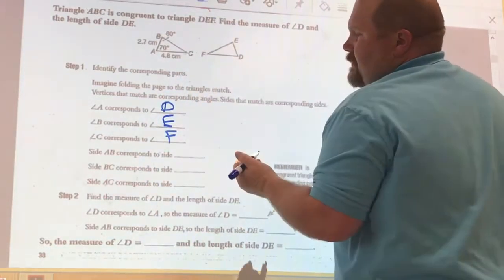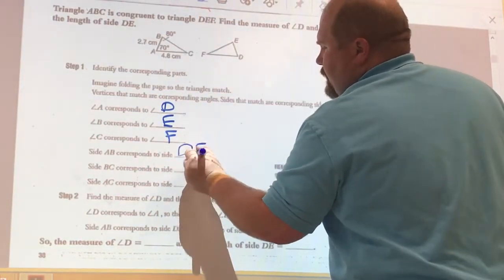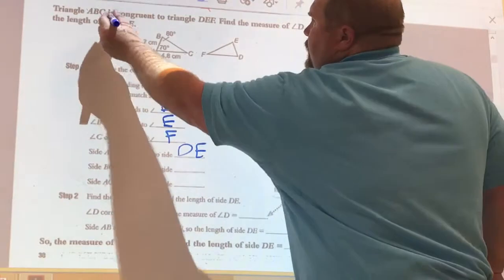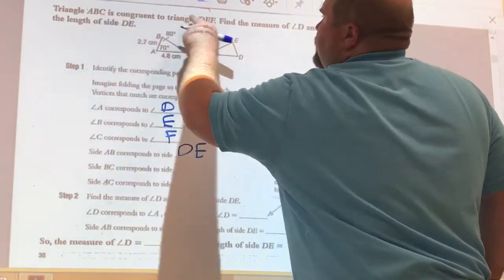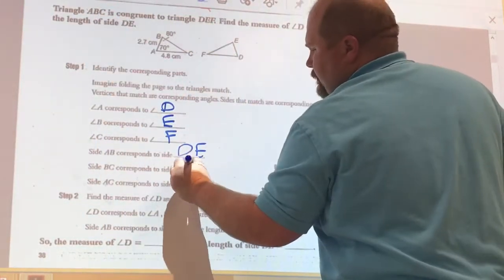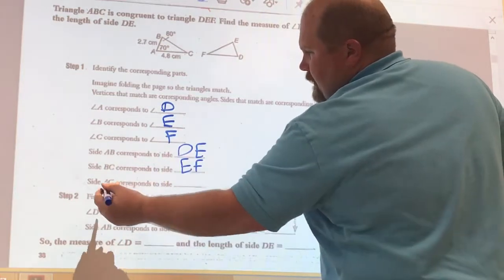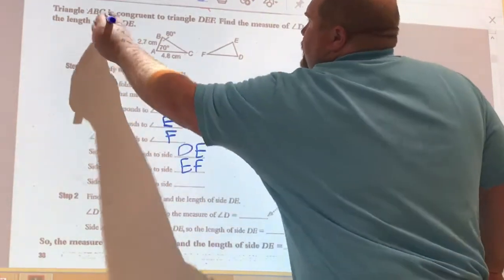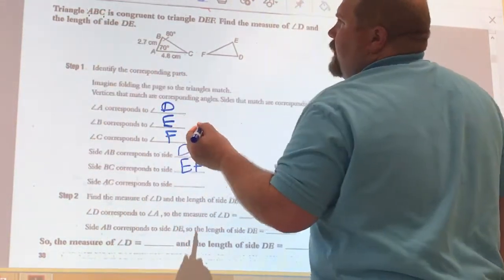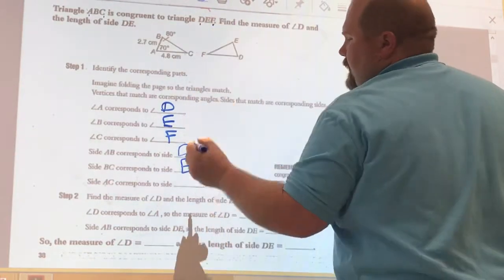They're going to match the first two letters of the other figure, D, E. BC are the second to last letters. They're going to match EF. And side AC corresponds, so AC are the first and last letters. They're going to correspond to DF.